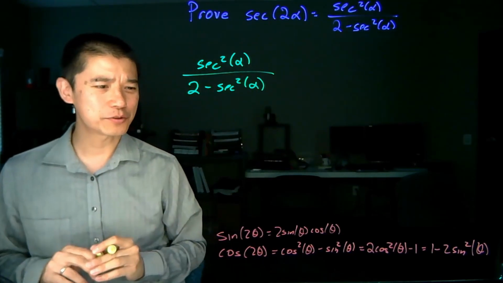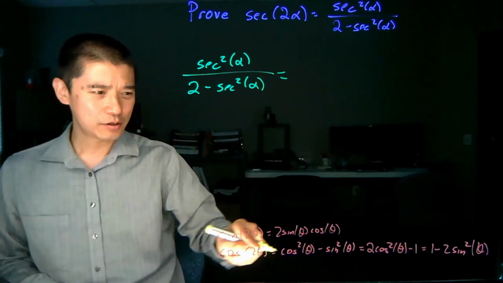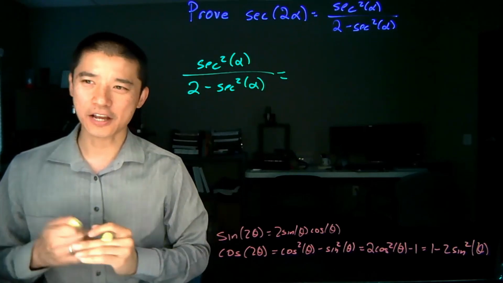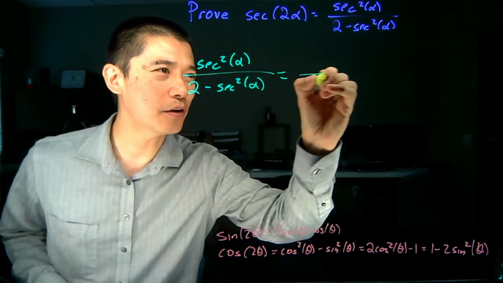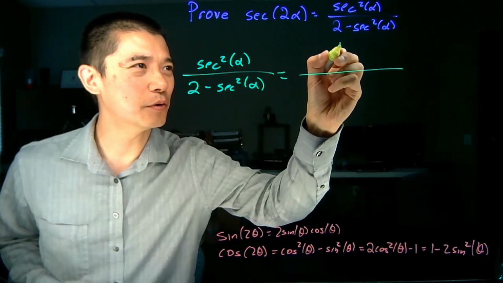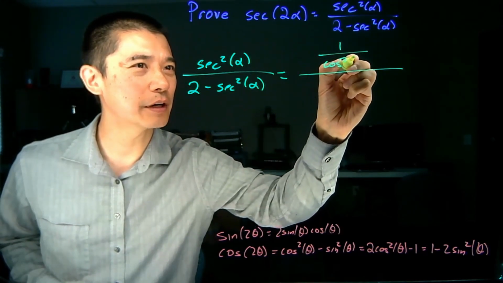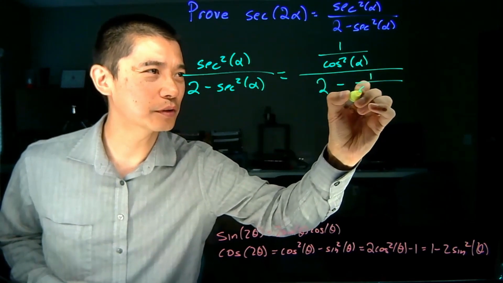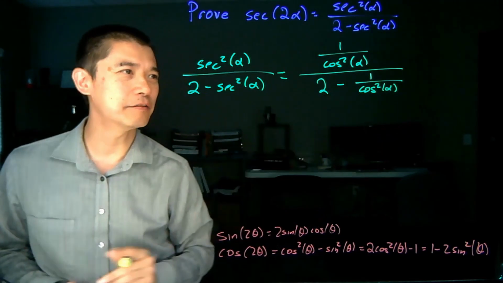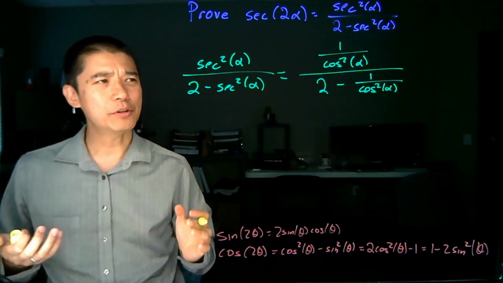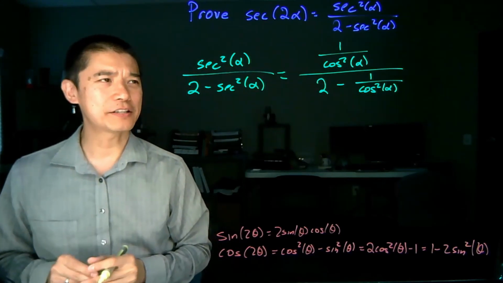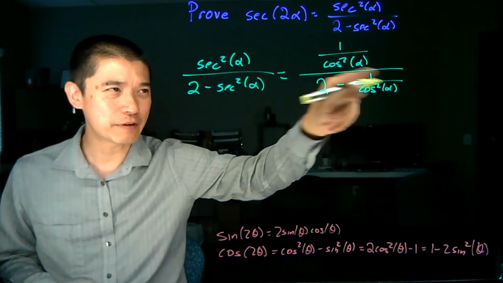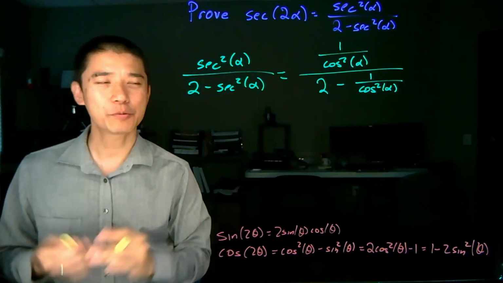Now the first thing to observe is that all these functions down here involve sines and cosines. And so writing this as secant is not going to help us move forward. So we need to rewrite all of this as cosines. So 1 over cosine squared alpha, 2 minus 1 over cosine squared alpha. Okay, well now we've got the problem of fractions inside of fractions. Now we could try to multiply by the reciprocal of the denominator. That would require us to find like terms down here first, which we could do.